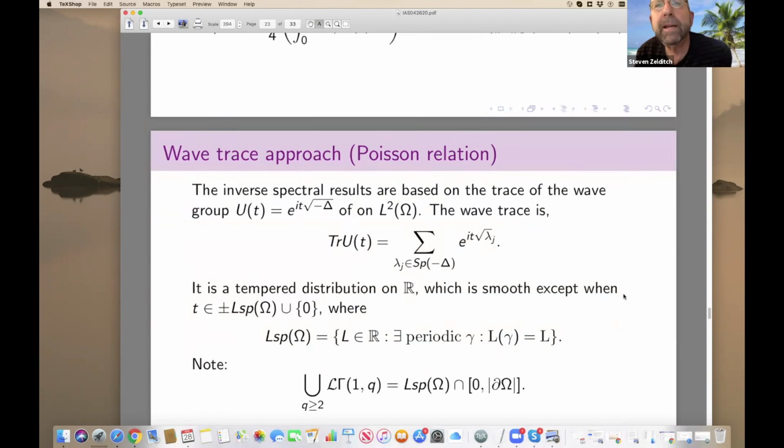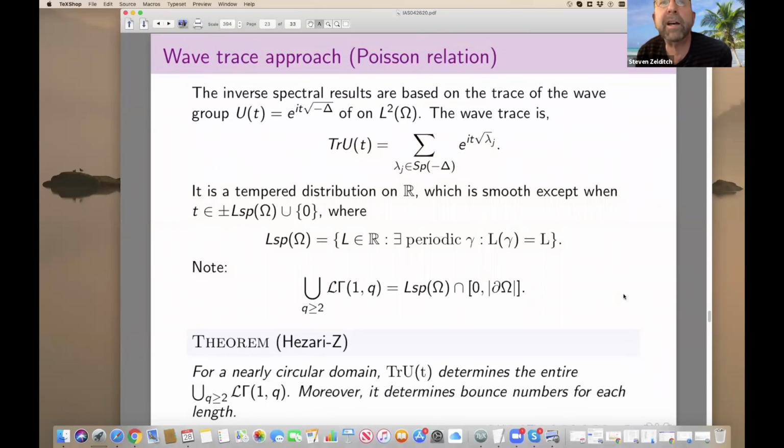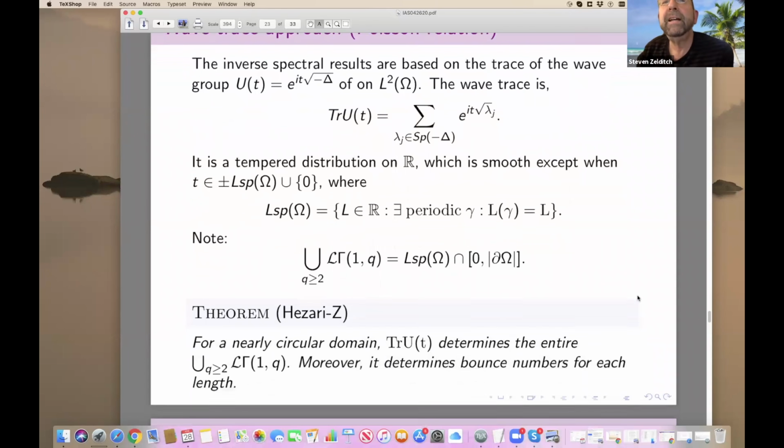All right. Now we get into the wave trace, which a lot of you are experts on. So the wave trace, we take the trace of the wave group, e to the itδ square root of Laplacian with Dirichlet boundary conditions. It's a tempered distribution. The only singularities occur when t is 0, or t is the length of a closed orbit.